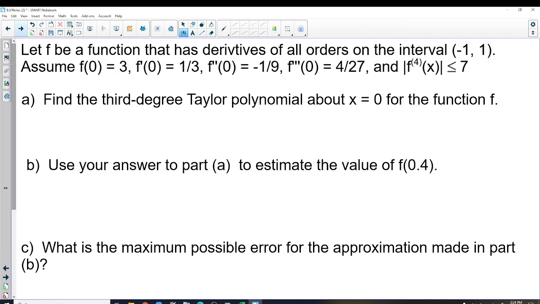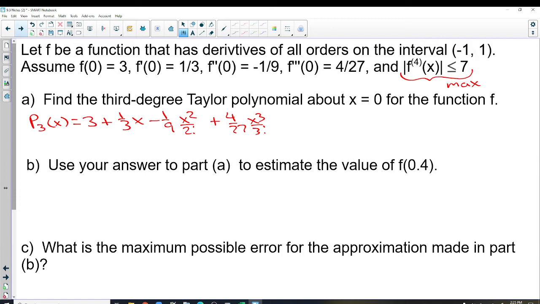Let f be a function that has derivatives of all orders on the interval -1 to 1. Assume all those derivatives. And this is a little different. They say that the fourth derivative is less than 7, which means they're telling us that the maximum that derivative could possibly be is 7. Find the third degree Taylor polynomial for x about x equals 0 for the function f. So p sub 3 is 3 plus 1/3 x minus 1/9 x squared over 2 factorial plus 4 over 27 x to the third over 3 factorial.